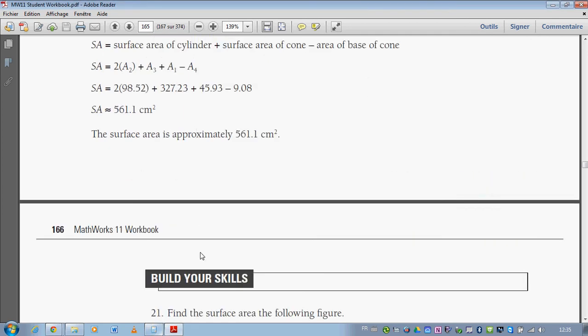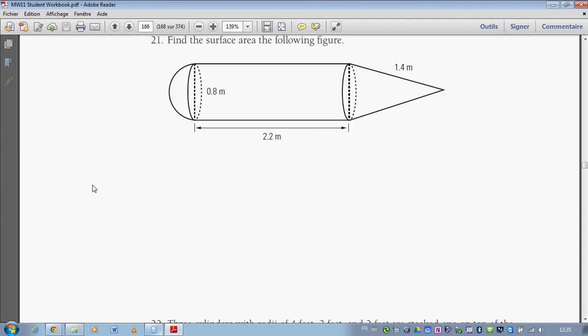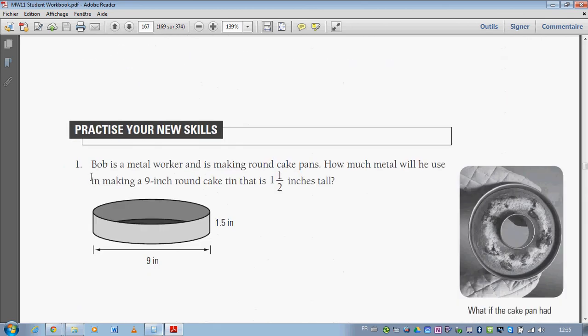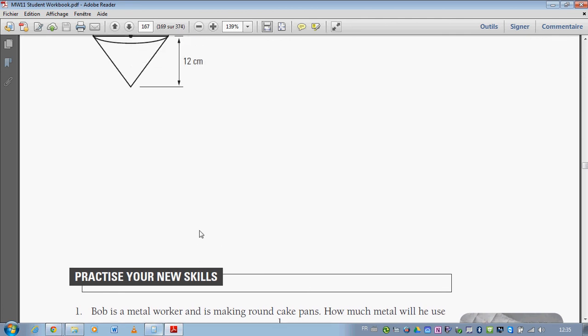At this point you can pause the video and try out the Build Your Skills questions on page 166 of your workbook. You'll also notice that the Practice Your New Skills questions are right there as well.